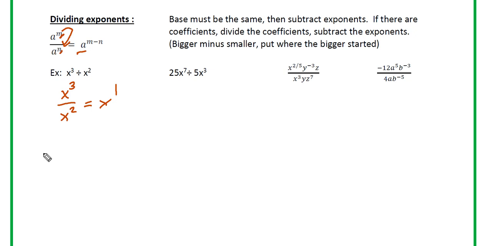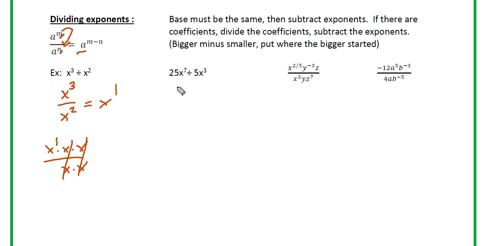Once again, remember why this is happening. X to the third is just x times x times x. X squared is just x times x. Anything divided by itself is 1. So these two cancel out, and we just have x left over. That's a really important concept when we get to big expressions with a lot of exponents.